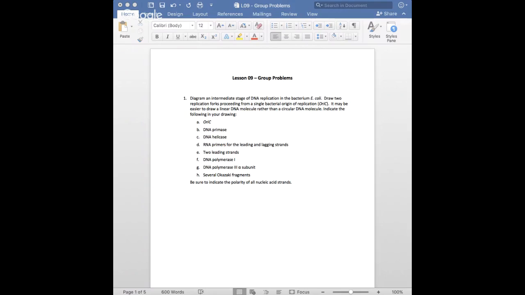And the two leading strands are, my first one up here is going to be the blue DNA strand, and that's going to be the strand that goes from 3' to 5'. And then my second leading strand is going to be the black one here on the bottom, and that's the strand that goes from 3' to 5', yeah.